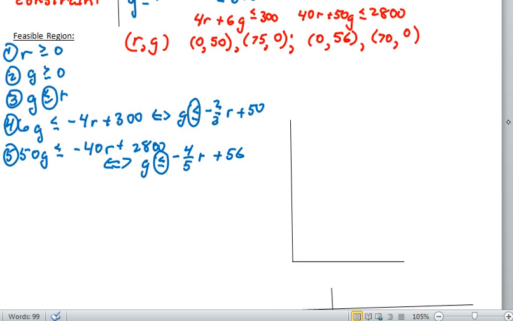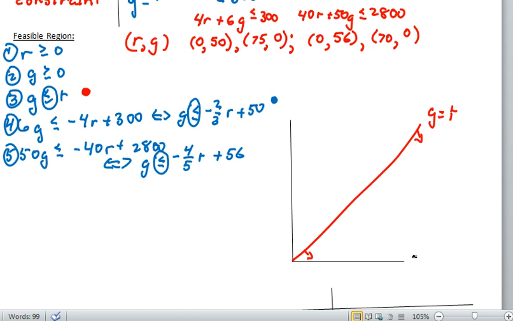So now I'm going to start by graphing G equals R. Here is G equals R. Remember that we're looking for points that are below this line. So I used the red pen for constraint number 3. Let me change the color to blue and use that for constraint number 4 here.